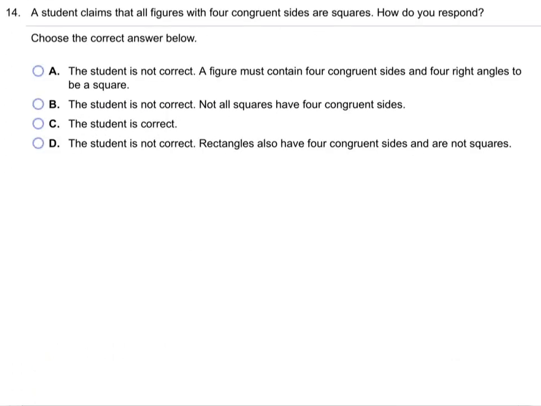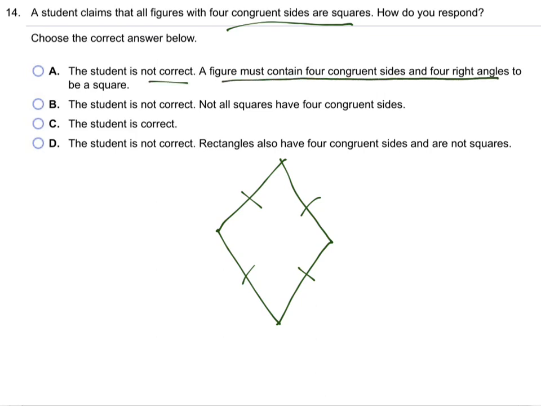A student claims that all figures with four congruent sides are squares. Is that true? All figures with four congruent sides are squares. No, because, here, let me, right, rhombus. Right, the angles are not 90 degrees. All four sides are congruent. It's not correct. A figure must contain four congruent sides and four right angles to be a square. That's true. Right? So there we go.